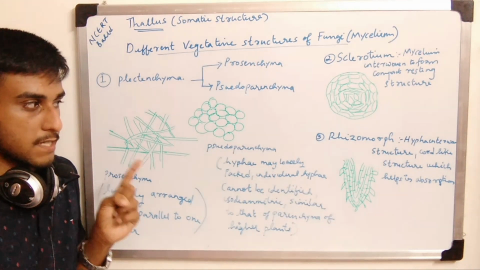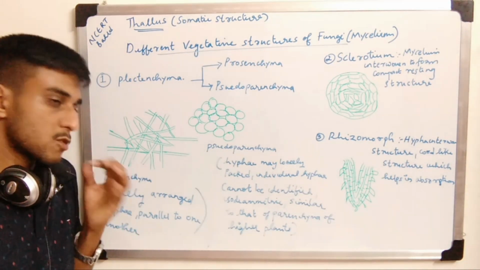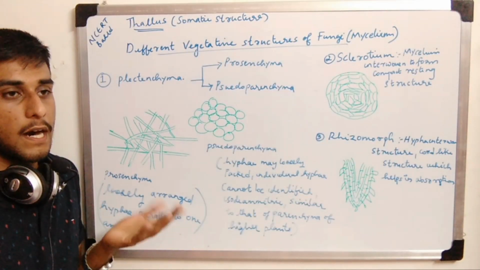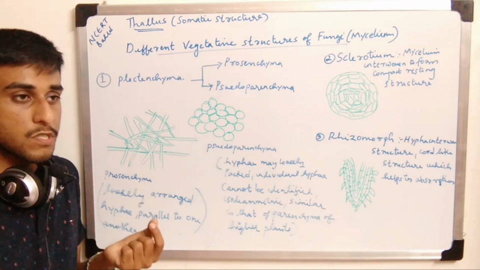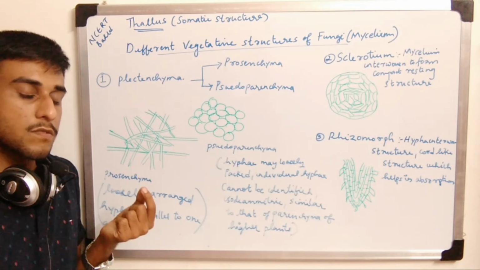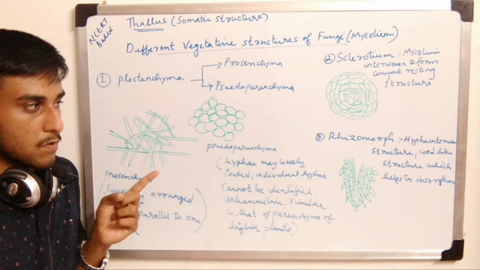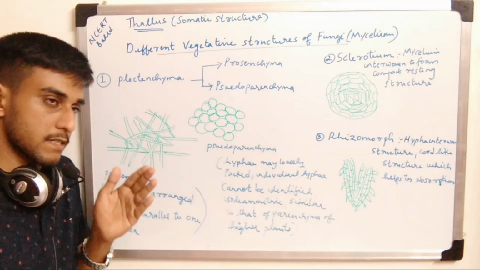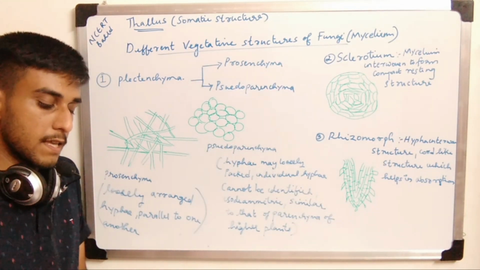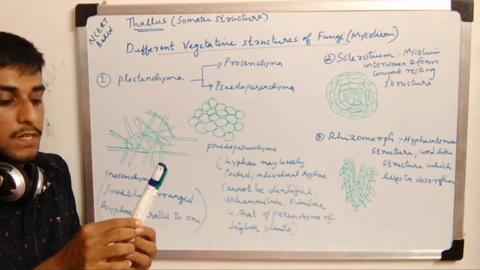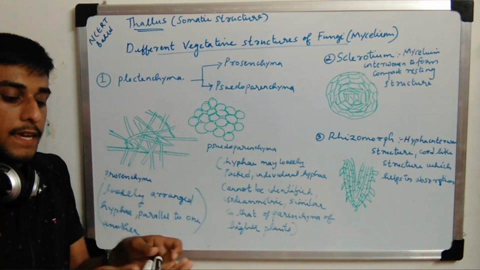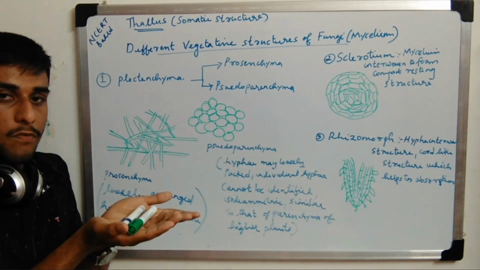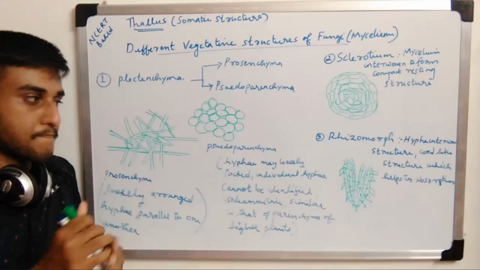Next structure is known as rhizomorph. Rhizomorphs are vegetative structures which are used for the absorption process. They are like the roots of plants. Rhizo means root, so from the terminology we can understand they are root-like structures. They are interwoven hyphae, seen as cord-like structures. They are arranged parallel to each other and lie on the surface of the substratum, and they are used for the purpose of absorption.